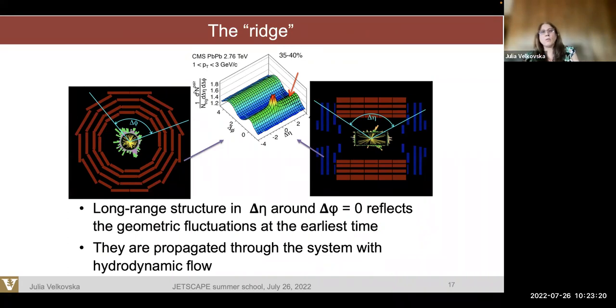And this realization also gave an answer to a somewhat puzzling and not well understood behavior in the particle distributions called the ridge. Basically, if you look at the two-dimensional correlations between the azimuthal angle between two particles and their pseudorapidity separation, you would find a peak on the near side, which comes with short-range jet correlations. But then you have this extended structure. And with the understanding of these fluctuations event by event at the earliest time, it was realized that this ridge, in fact, is based on how these fluctuations at the earliest time propagate hydrodynamically through the system.